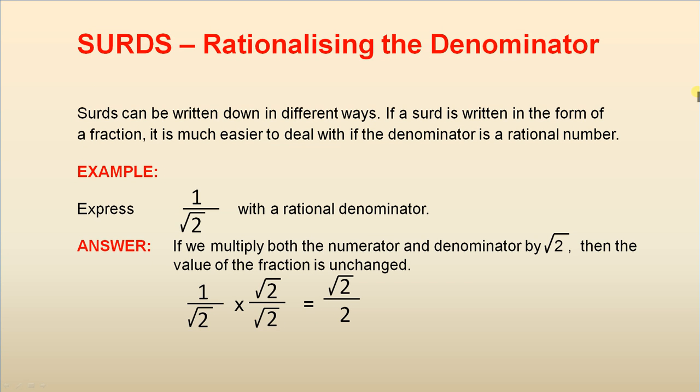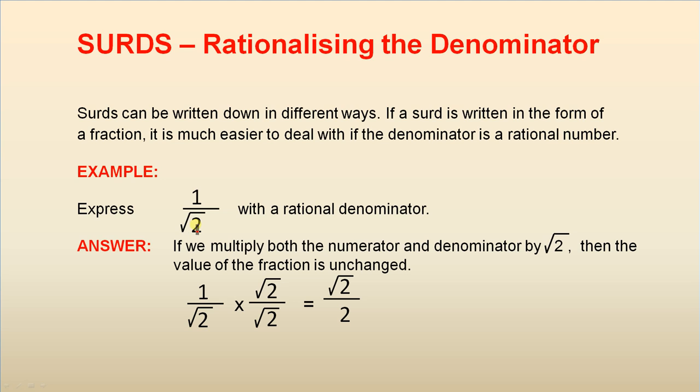Surds. Rationalising the denominator. Surds can be written down in different ways. If a surd is written in the form of a fraction, it is much easier to deal with if the denominator is a rational number. For example, express 1 over the square root of 2 with a rational denominator. Now you can see that the denominator here is the square root of 2.